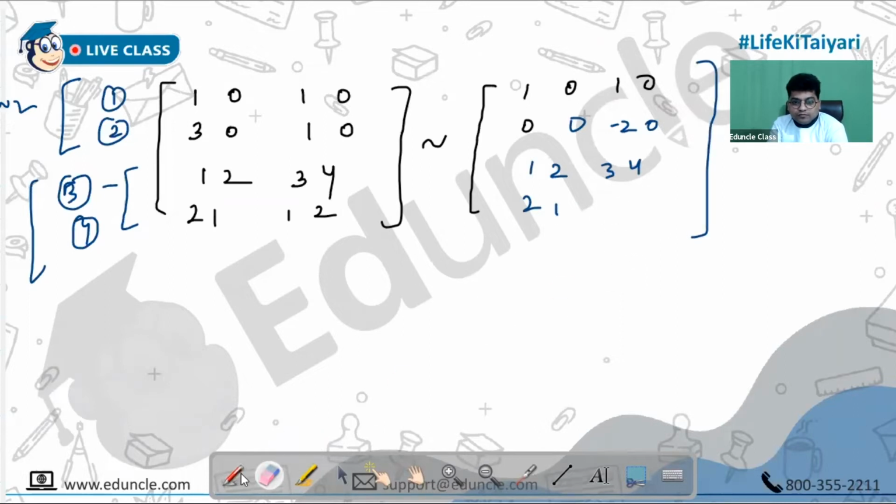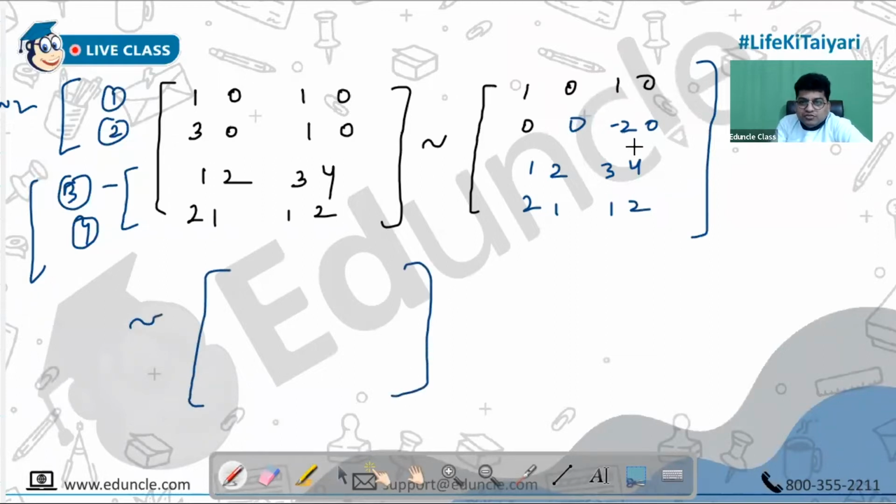What am I doing now? We have not changed this row; we have not done any exchanging. So the rows are (1, 0, 1, 0), (0, 0, -2, 0), and next is R4 minus 2 R3, giving (0, -3, -5, -6). Okay.